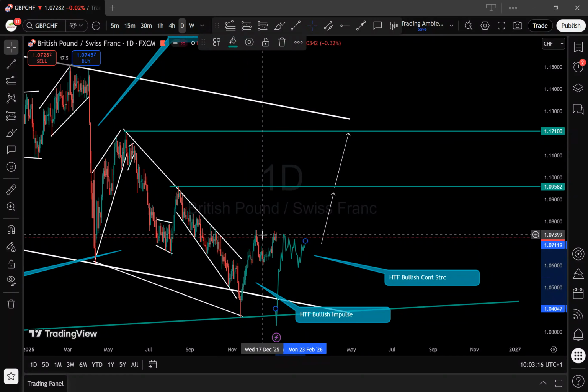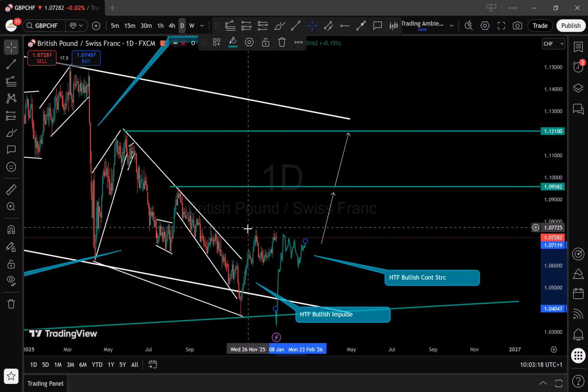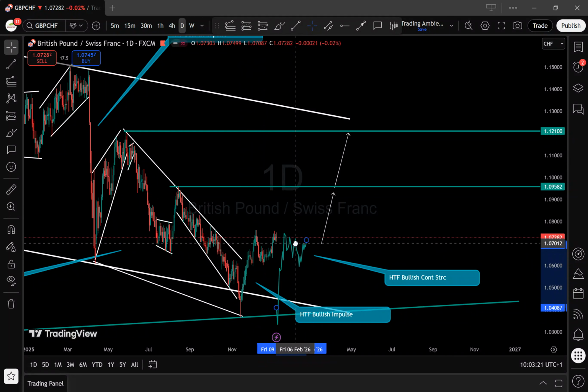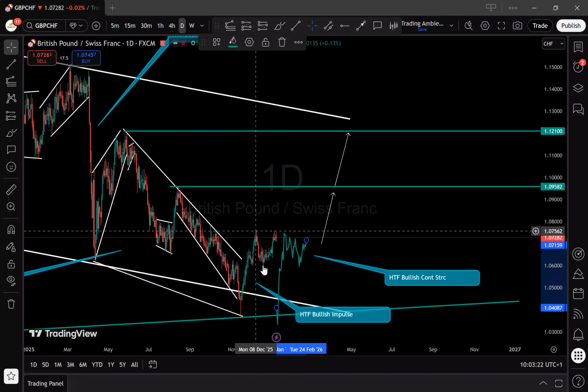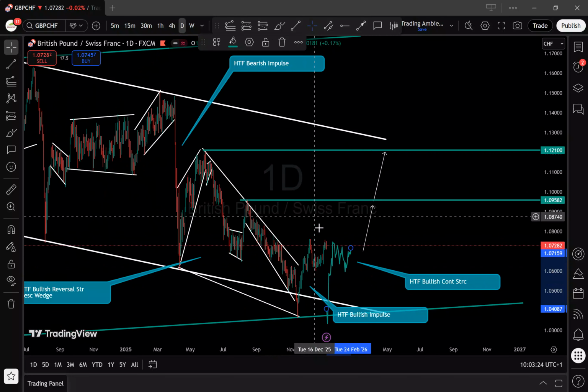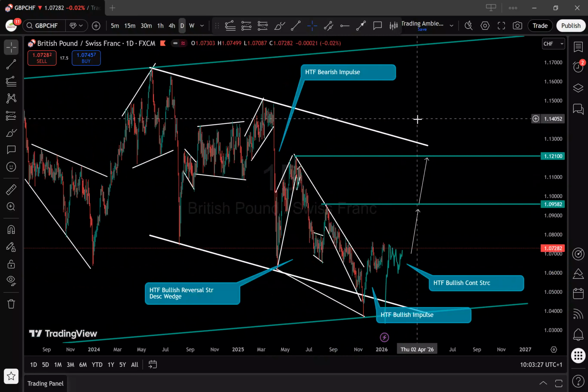So if we have a bullish impulse already, and if we have this bullish continuation structure on GBP, then I'll be looking forward to join this trade and ride to the top of this channel on GBP.